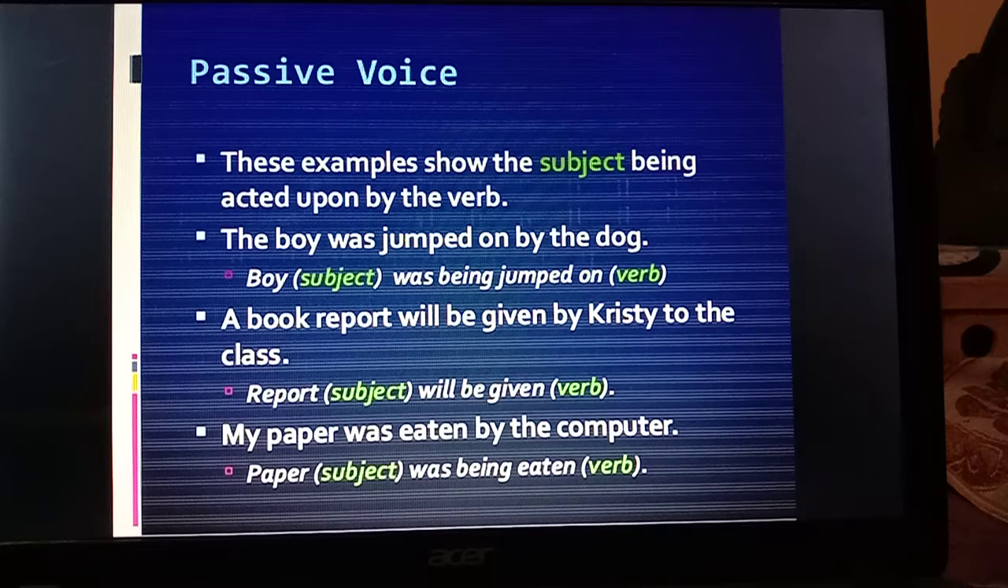These are some of the examples you can see here. These examples show the subject being acted upon by the verb. The boy was jumped on by the dog. Boy is here the subject and the boy is not doing anything. Rather, something else is doing an action over him. A book report will be given by Christy to the class. Book report is here used as the subject, so here it is doing nothing, rather something is being done by someone else over it. My paper was eaten by the computer. Paper is the subject and paper is doing nothing here, it is passive, so it is an example of passive voice.